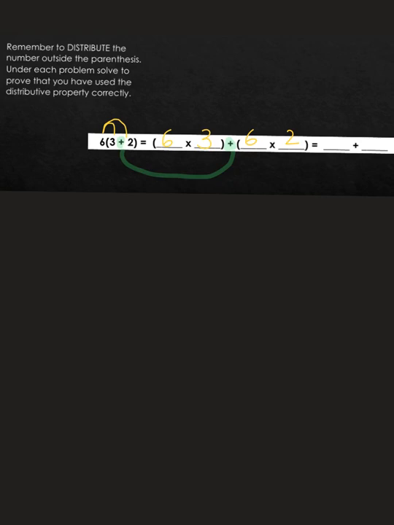Now we're going to take it one step further than we did yesterday and actually do our multiplication. So 6 times 3 was our first one. 6 times 3 is 18. And then plus, notice our sign is still the same, 6 times 2, which is 12. So we're not going to solve it any further, but using the distributive property, we can put 18 plus 12.